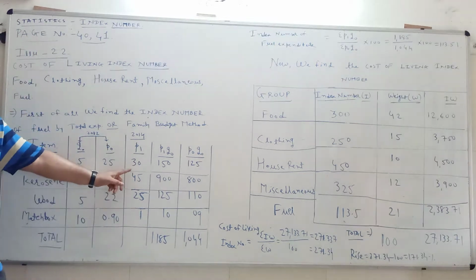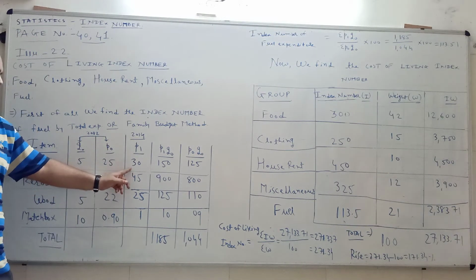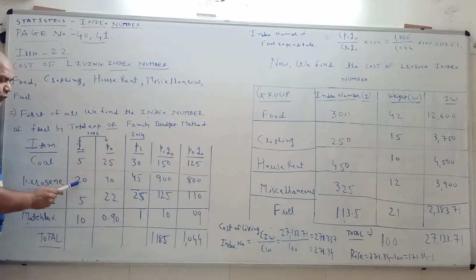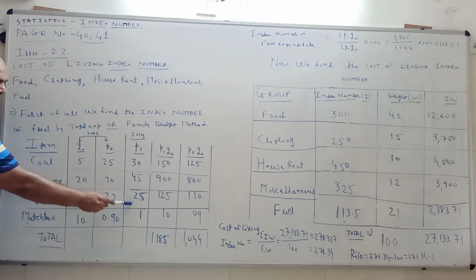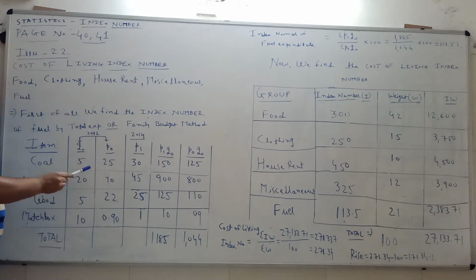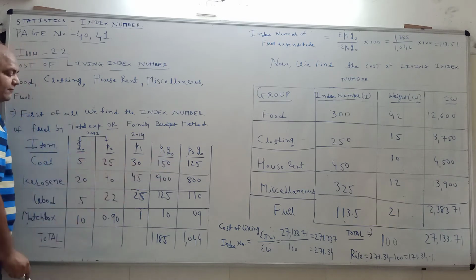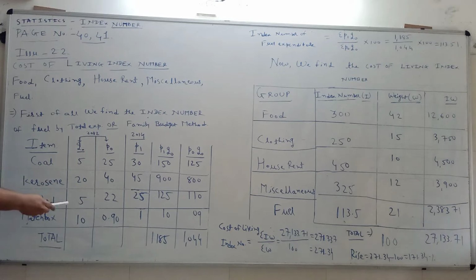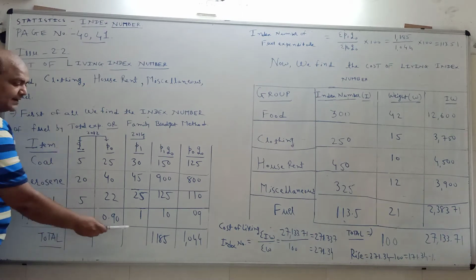P1 Q0, P1 multiplied with Q0: 30 into 5, 150; 45 into 20, 900; 25 into 5, 125; 10 into 1, 10. Another column, that is P0 Q0, P0 multiplied with Q0: 25 into 5, 125; 40 into 20, here digit 40 is there, 40 into 20, 800; 5 into 22, 110; and 10 into 0.90, that is 9.